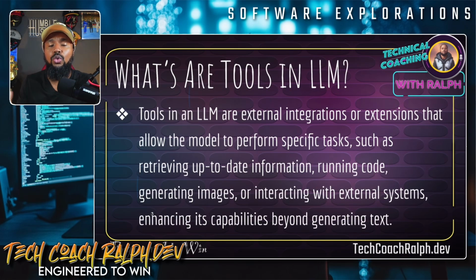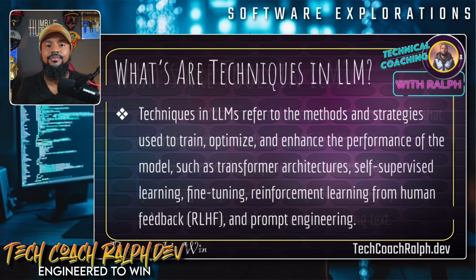So what are tools in large language models, right? Tools in an LLM are external integrations or extensions that allow the model to perform specific tasks, such as retrieving updated information, running code, generating images. Tools like Midjourney and a lot of other AI companies that generate images and even videos, right? Or interacting with external systems, enhancing its capabilities beyond generating text.